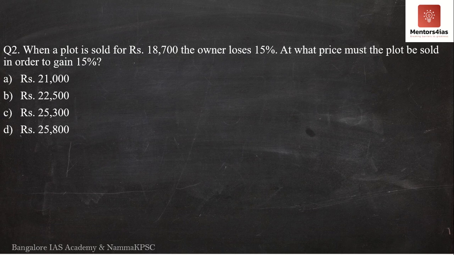See, I told you initially in the last video itself, I will not be making use of any formula as such. We will go by the concept itself, we will go by the method itself, so that you don't have to remember anything. So now how do you solve this particular question without using any formula? The question is saying that when a plot is sold at 18,700 rupees, meaning selling price, SP, is 18,700 rupees.